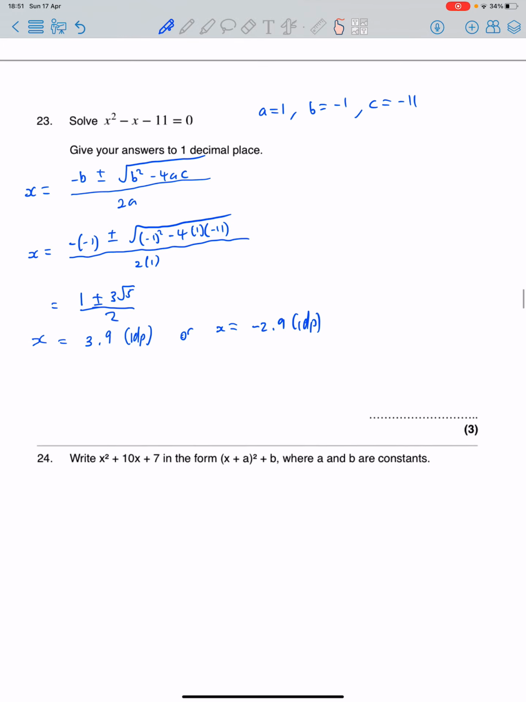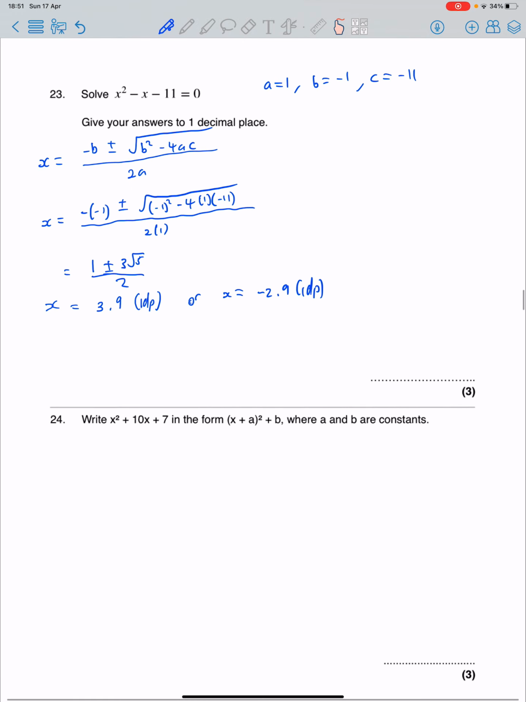Next question, right? x squared plus 10x plus 7 in the form x plus a squared plus b, where a and b are constants. So to do this, it's completing the square. And the giveaway is that we've got this square term that they want us to write. So we go x plus, in this case, plus something squared. So in this case, we have half the coefficient of 10, which is 5. And then what we can do is we can have a think, okay, x plus 5 all squared.